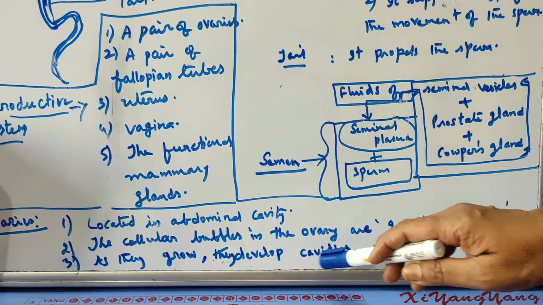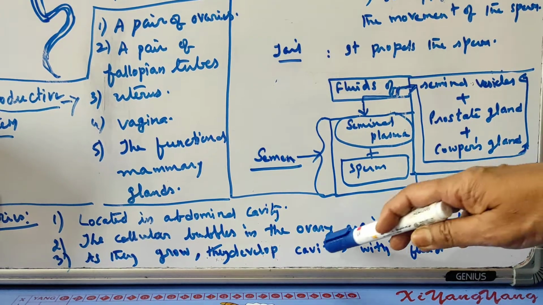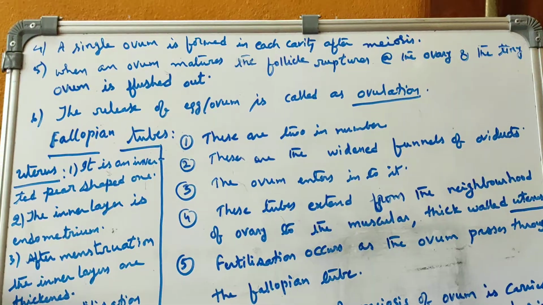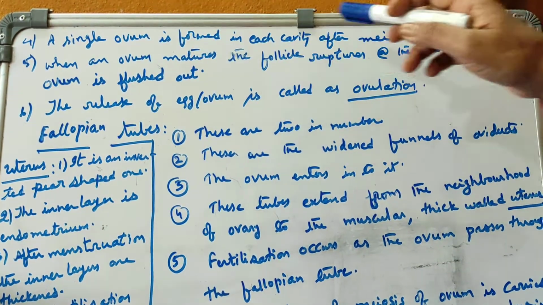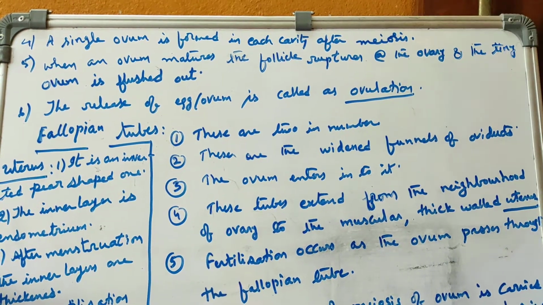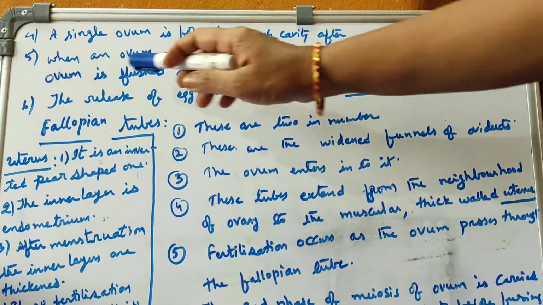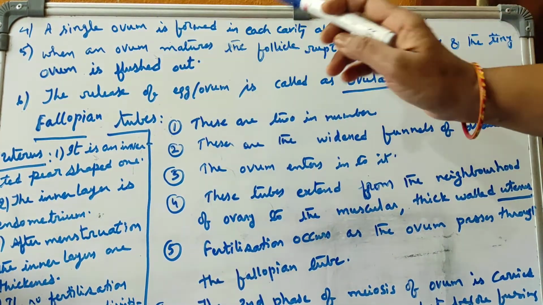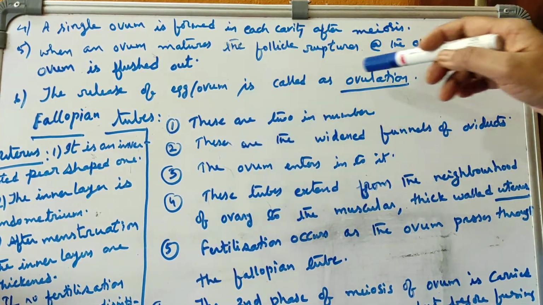As they grow, they develop cavities with fluid. So when these Graafian follicles grow, they develop cavities, and these cavities are filled with fluid. In each cavity, a single ovum is formed by the process of meiosis, that is reduction division. Already you have learned this in the previous class. When an ovum matures, the follicle ruptures at the ovary, and the tiny ovum is flushed out. So first the ovum matures, and after maturation the egg is flushed out. The release of the egg or ovum is called ovulation.